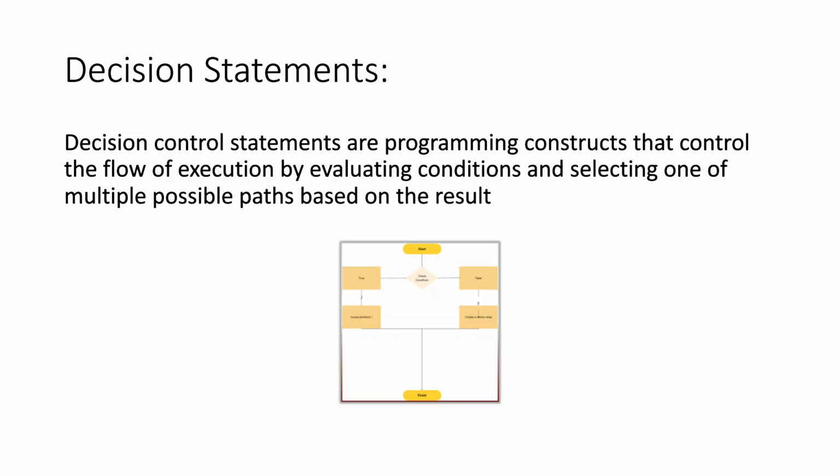It's going to be the same for decision statements during programming. Decision statements are programming constructs that control the flow of execution by evaluating conditions and selecting one of multiple possible paths based on those rules. So it's not just two possible paths; it can be multiple. Don't just limit yourself based on my imagination. You can do more than two.